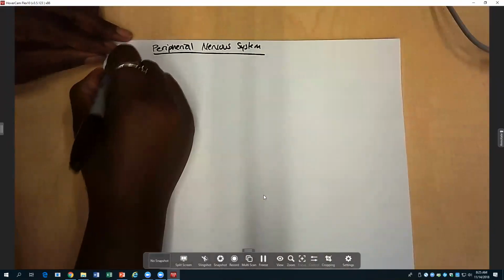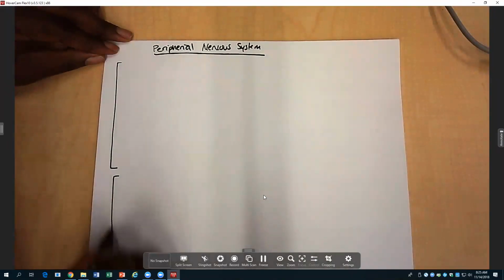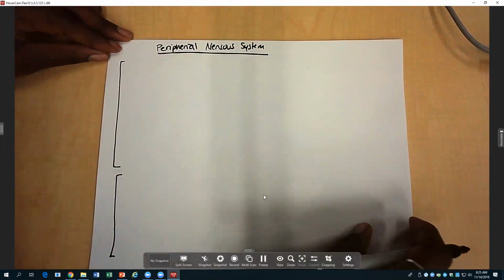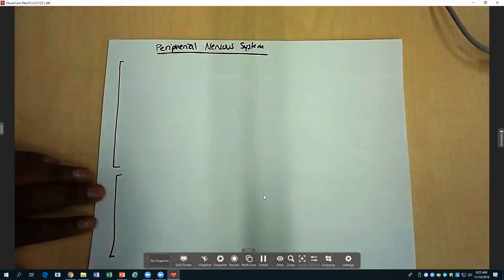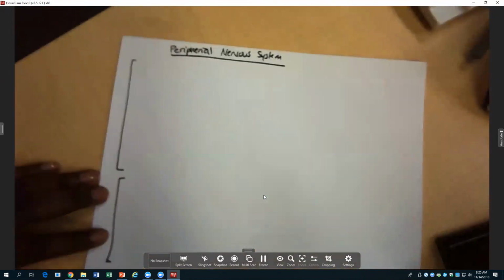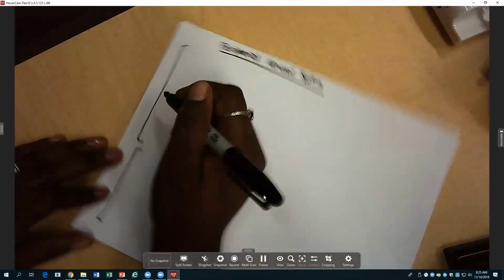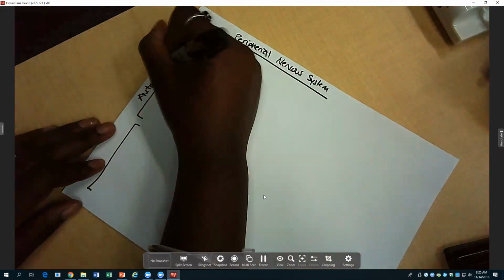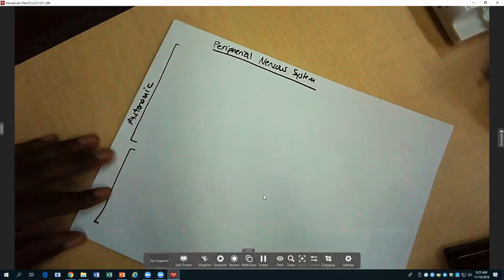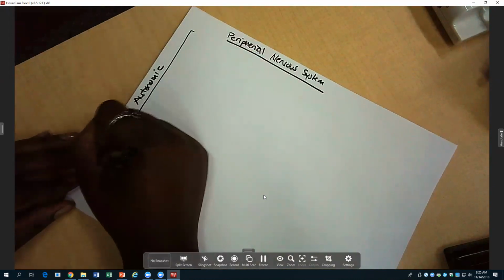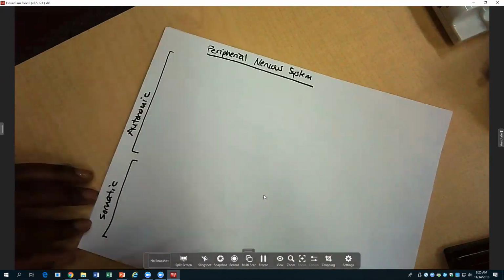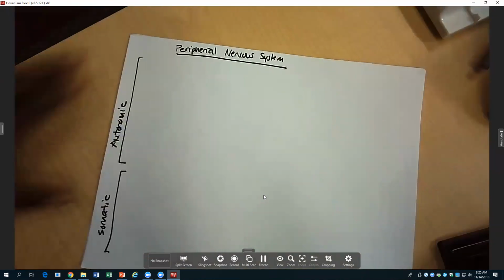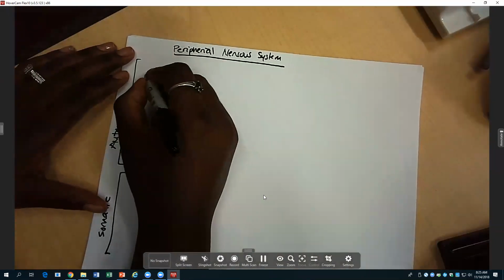We spoke about two general divisions. We talked about the autonomic division of the peripheral nervous system, and we talked about the somatic. And I'm going to draw a couple of neurons here.